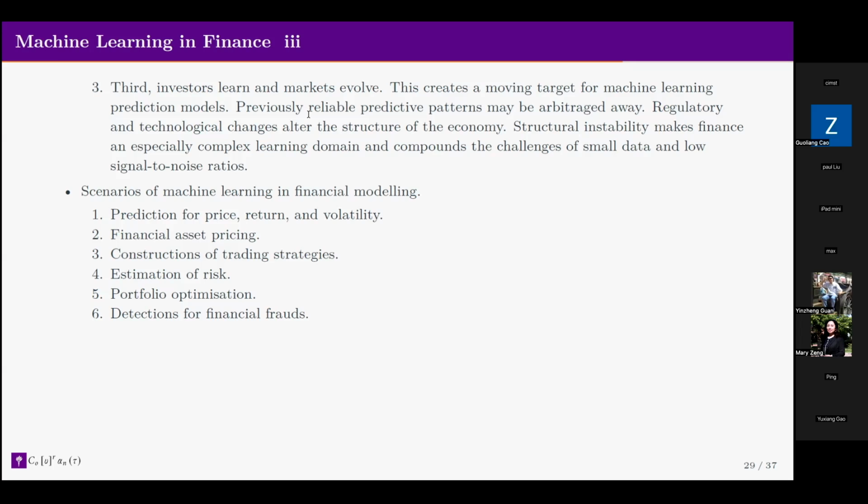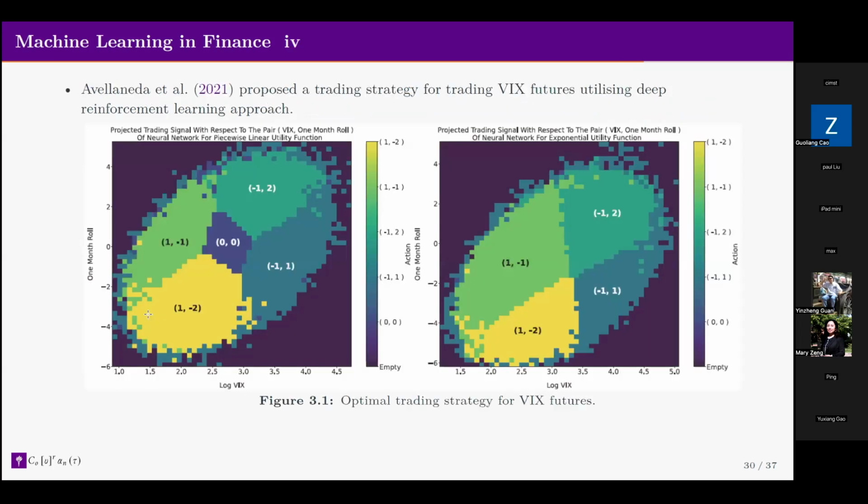Previously reliable prediction patterns may be arbitraged away. So I think that is quite obvious. There are different tasks that we can use machine learning to predict in financial modeling. For instance, price prediction, financial asset pricing, constructing trading strategy, risk estimation, portfolio optimization, or detection of financial fraud.